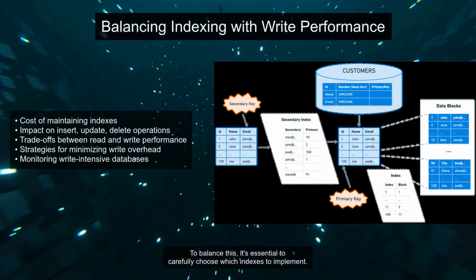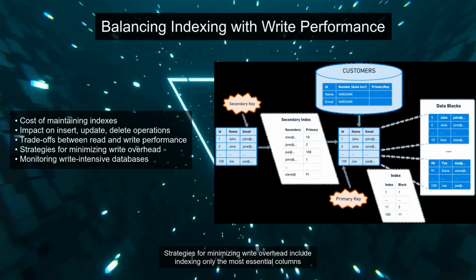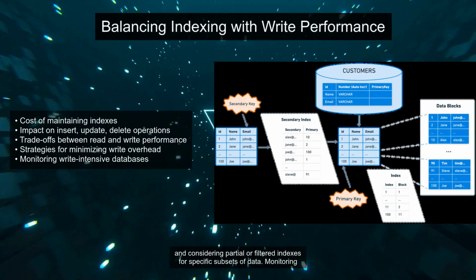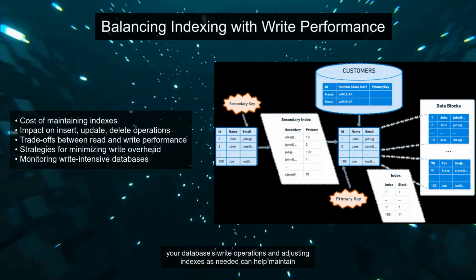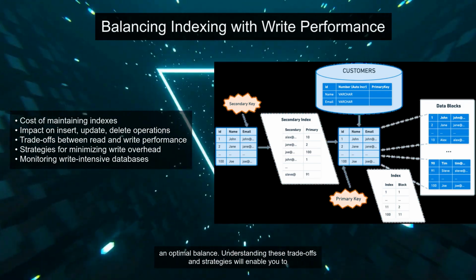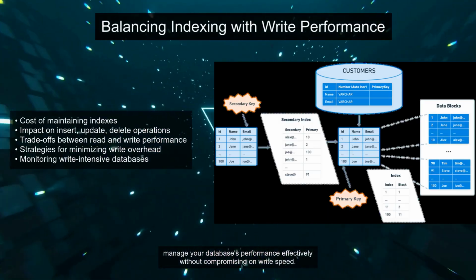To balance this, it's essential to carefully choose which indexes to implement. Strategies for minimizing write overhead include indexing only the most essential columns and considering partial or filtered indexes for specific subsets of data. Monitoring your database's write operations and adjusting indexes as needed can help maintain an optimal balance. Understanding these trade-offs and strategies will enable you to manage your database's performance effectively without compromising on write speed.